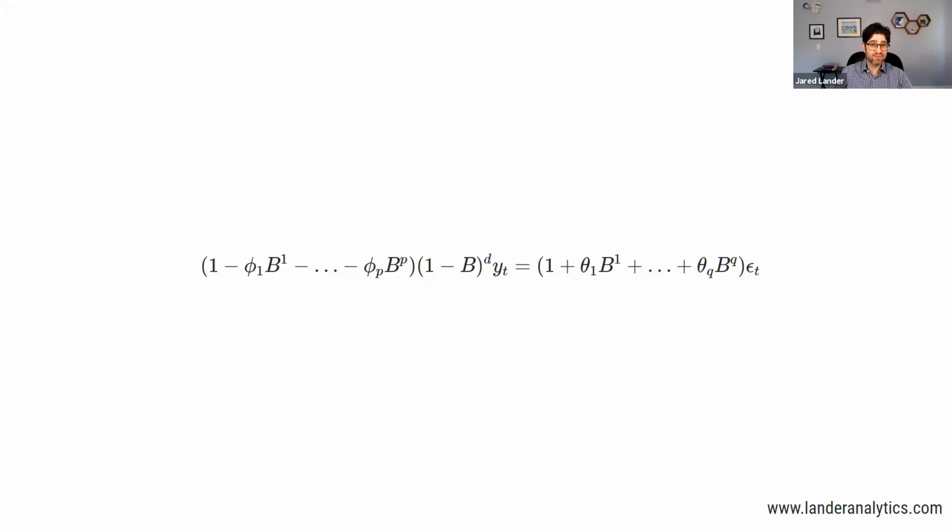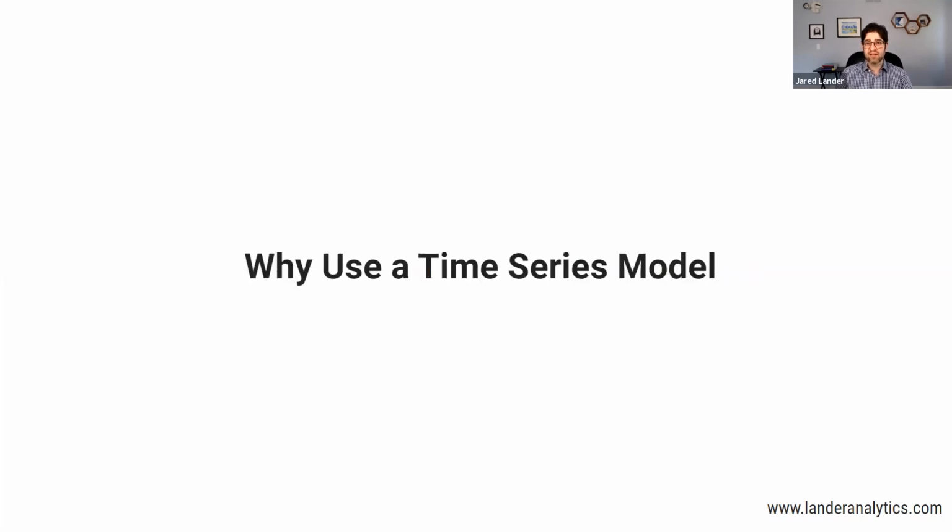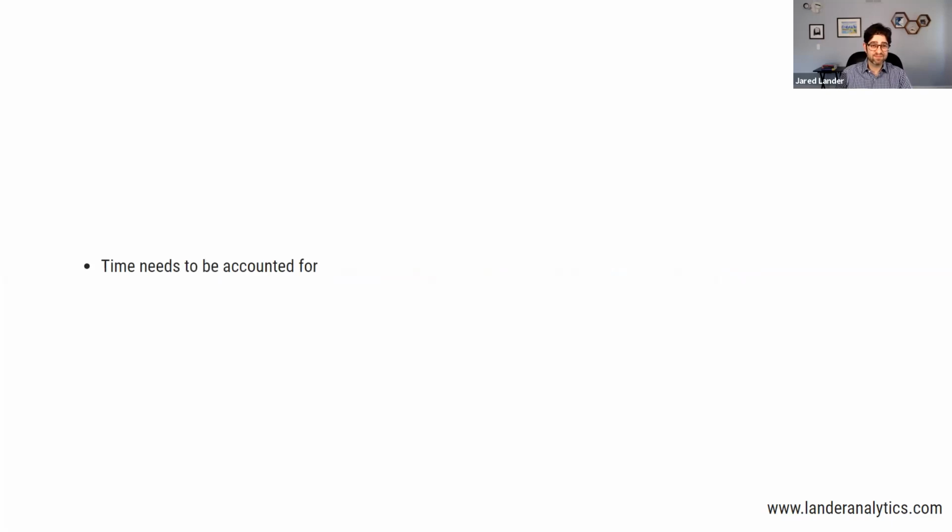There are other types of time series like ETS models and GAMs. Yes, you can use a generalized additive model for time series. That's how powerful they are. It's really amazing. But ARIMA models are perhaps the most common type of time series and one of the most powerful. Time series models are useful when you need to account for time. And time is everywhere.